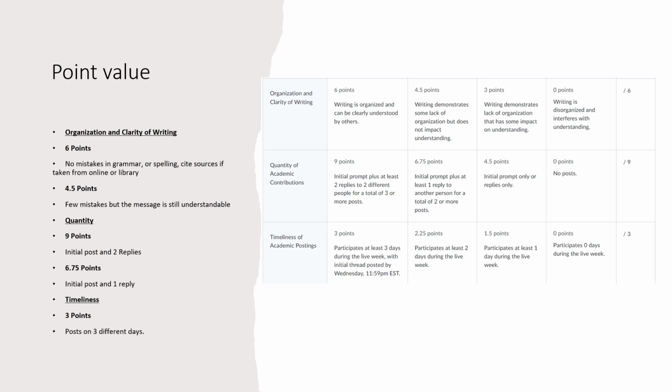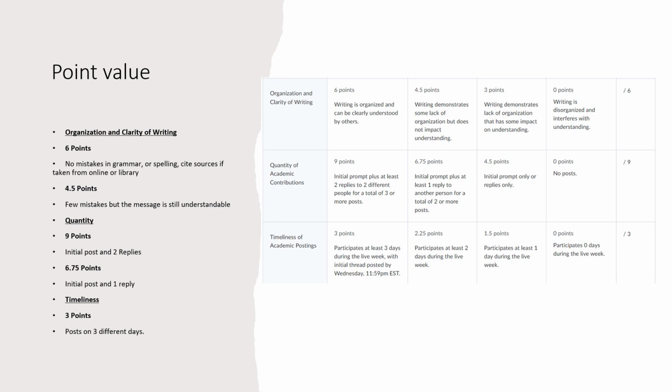And then the point value for the remaining three elements of the discussion rubric: organization and clarity of writing. 6 points is going to indicate that there are no mistakes in your grammar or spelling. You cite your sources if you're taking from the online or the library. 4.5 points would indicate that maybe you have a few mistakes, but your message is still understandable.